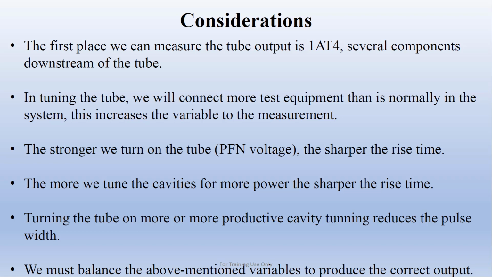Generally speaking, the stronger you turn a vacuum tube on, the sharper the rise time is going to be. The more we tune the cavities for more power, the sharper the rise time. Turning the tube on or making the cavities more productive reduces the pulse width and also sharpens the rise time. So we're going to need to balance these variables out, and that's what this procedure is about.